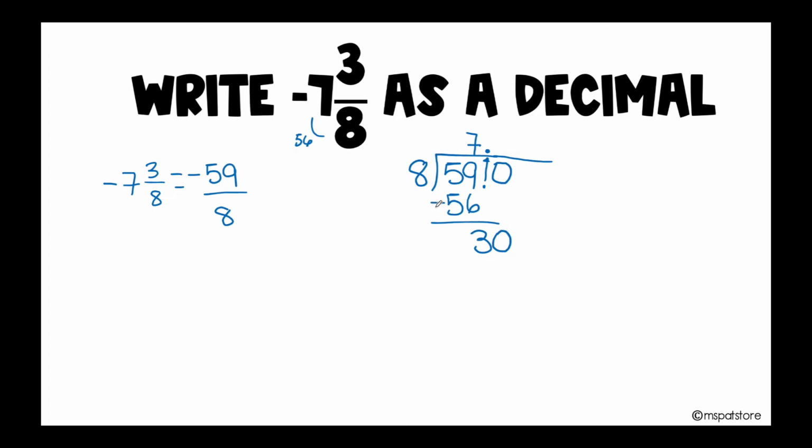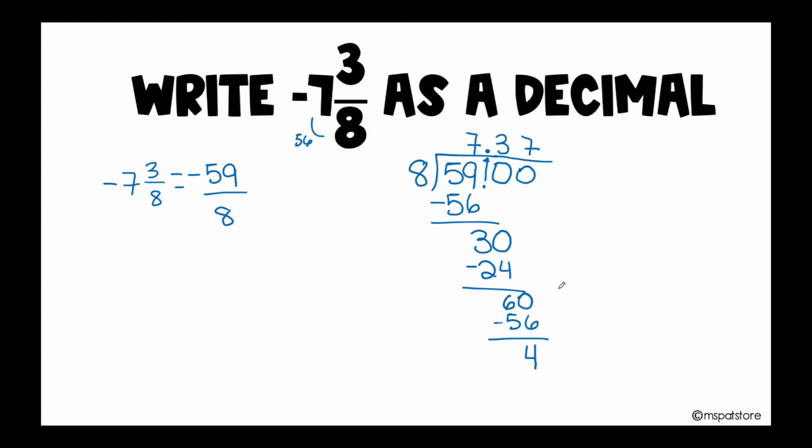8 fits into 30, well, 3 times, because 8 times 3 is 24. 30 minus 24 is 6. So I need to bring down another invisible zero. 8 fits into 60, well, 7 times, because 8 times 7 is 56. 60 minus 56 is 4.